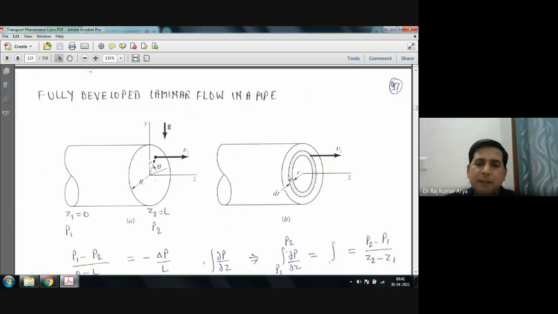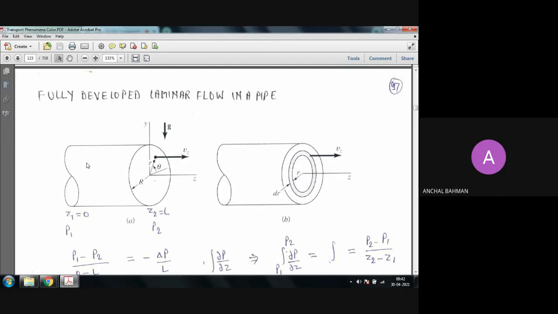So that way you just try to do those derivations, momentum and mass balance, and if somehow you are not getting it, you can take the help of the notes which I will share with you. So the problem statement is that a Newtonian fluid is flowing through a pipe in laminar flow, and we are putting a constant here. Fully developed flow.